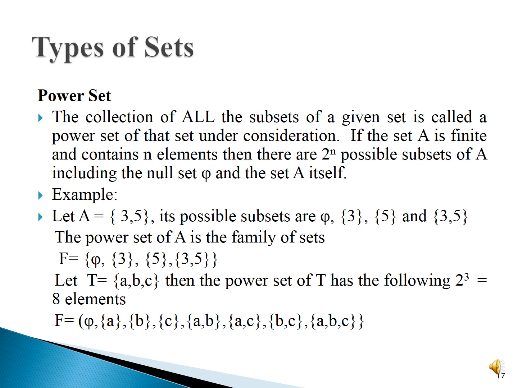Therefore we can see here, we should include the null set. Then we should have all the elements of T, that is A, B, C. Then the combinations of these elements, that is AB, then AC, then BC and then ABC. So this is the power set.